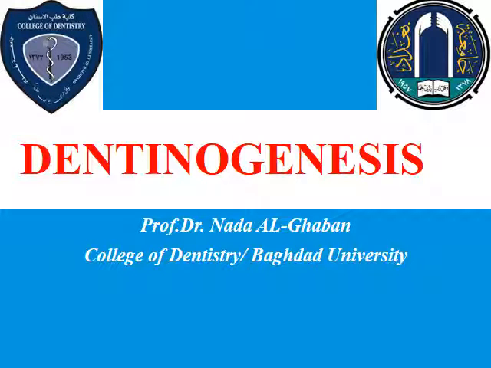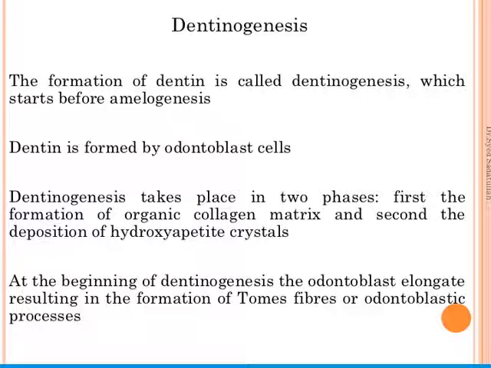Good morning. Our lecture today is dentinogenesis. Dentinogenesis is the process of dentin formation, which starts before amelogenesis or enamel formation. Dentin is formed by the newly differentiated odontoblast cells, which come from the peripheral cell of dental papilla under the organizing influence of the inner enamel epithelium.